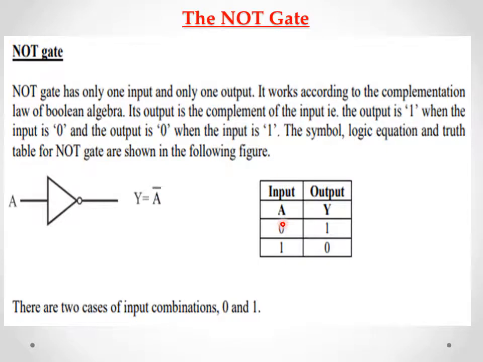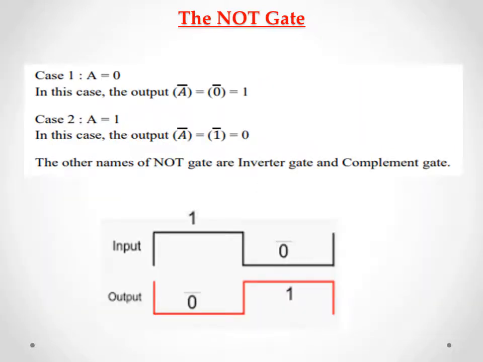So this is the truth table. It is a single input gate, so 2 power 1 input. From this 2 power 1 we can make only two combinations, 0 and 1. So when the input is 0, the output is 1 and whenever the input is 1, the output is 0. So only two cases are present in the single input gate.